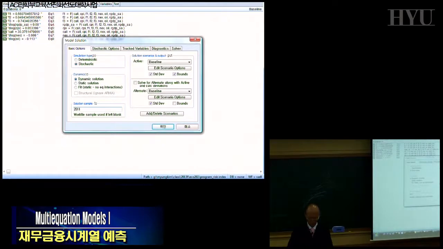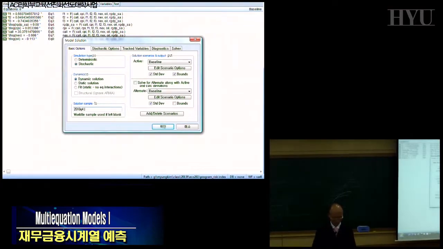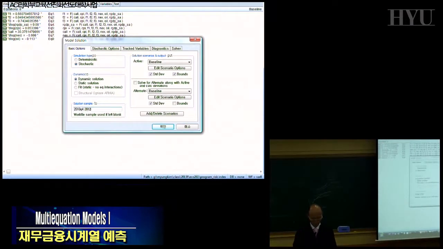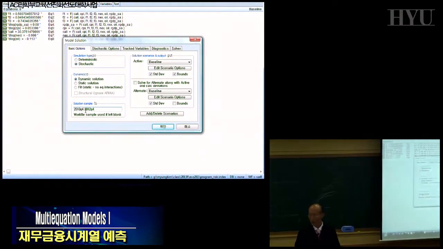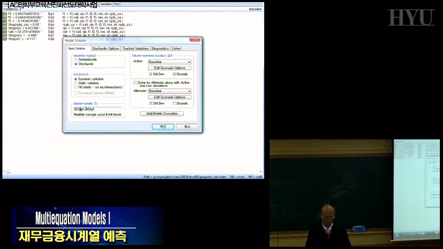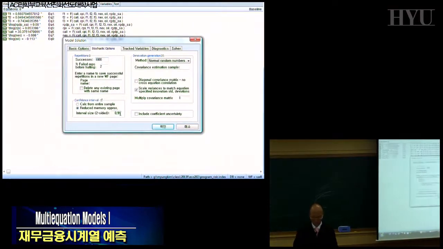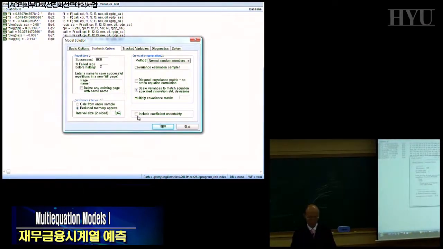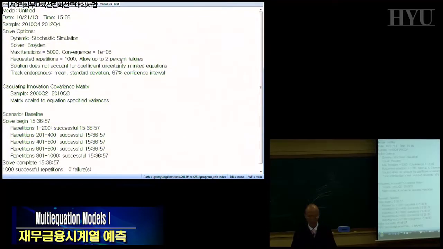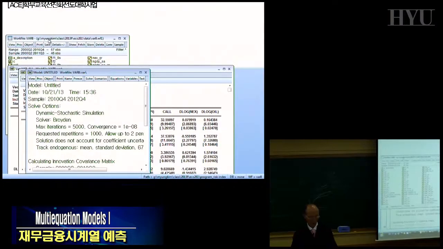And the solution is going to be 2010 Q4 to 2012 Q4. Our estimation ends at 2010, the third quarter, right? So let's take this as out of sample, for instance. And the band is 95%. Let's make it, let's say, a 67% band. So a narrow band. Okay. So it's done.